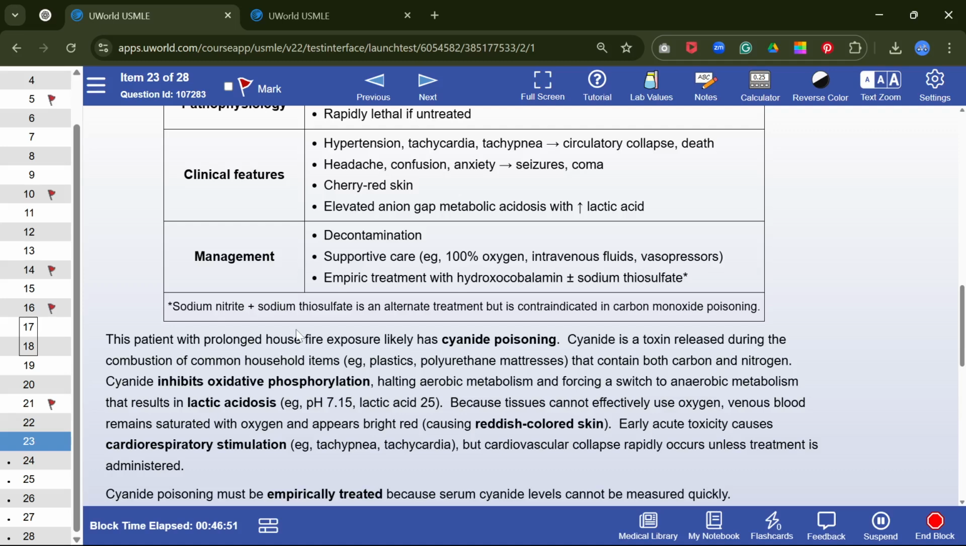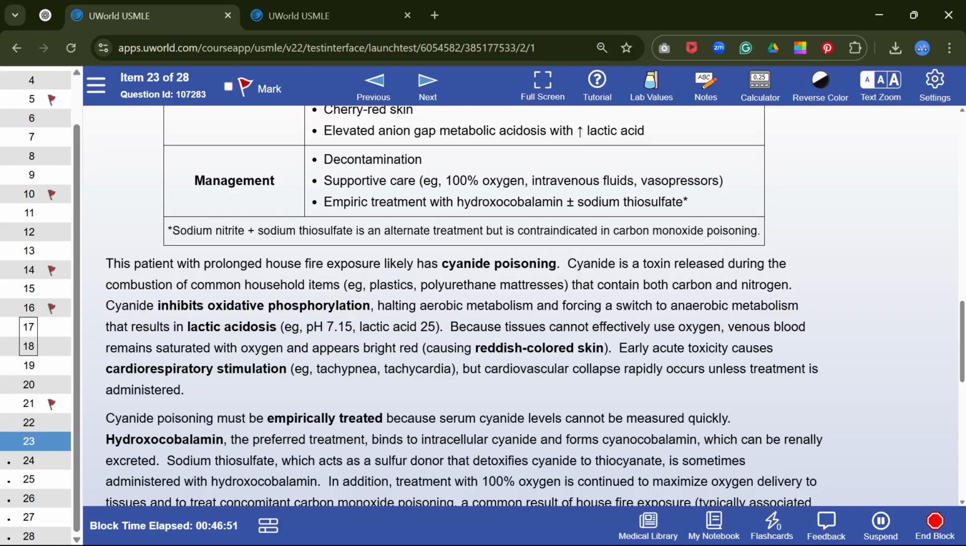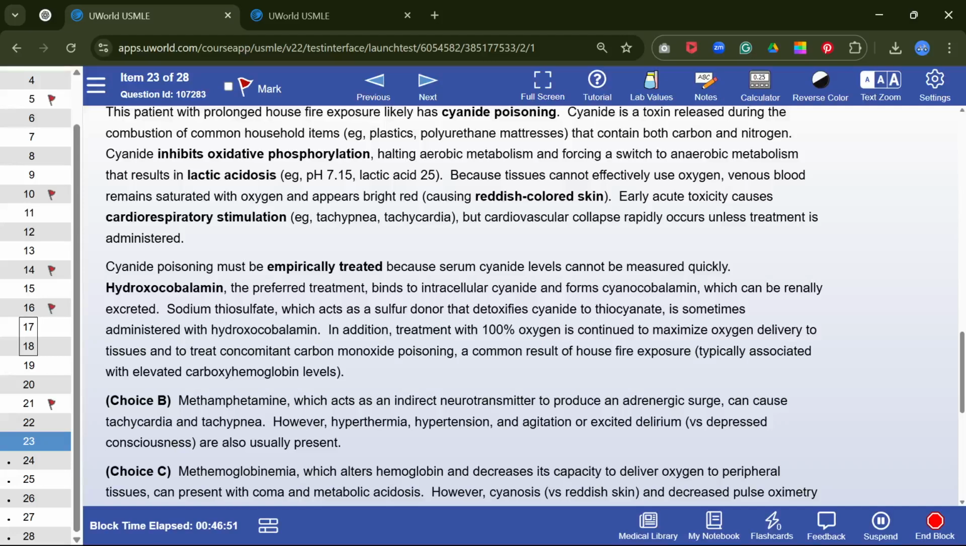Because tissue cannot effectively use oxygen, venous blood remains saturated with oxygen and appears bright red, causing red colored skin. Early acute toxicity causes cardiorespiratory stimulation, tachycardia, tachypnea, but cardiovascular collapse rapidly occurs unless treatment is administered. Cyanide poisoning must be empirically treated because serum cyanide level cannot be measured quickly.